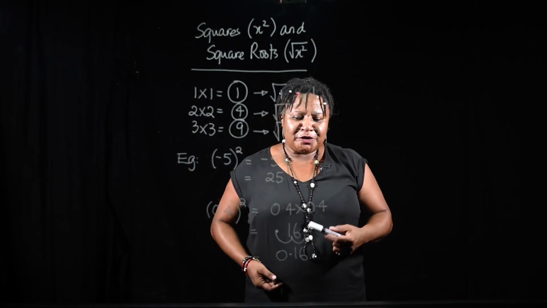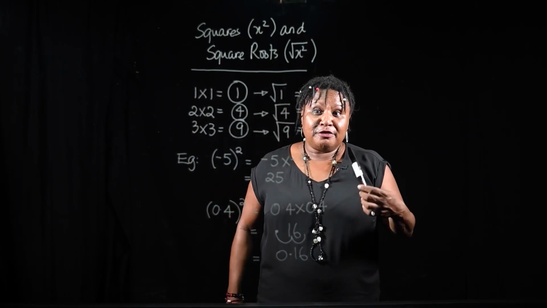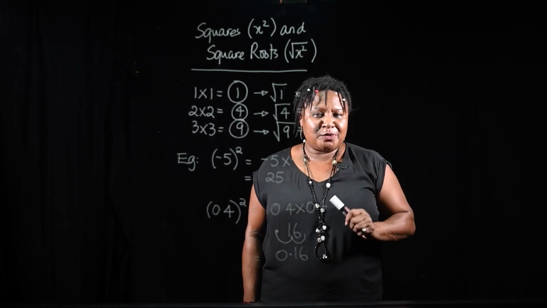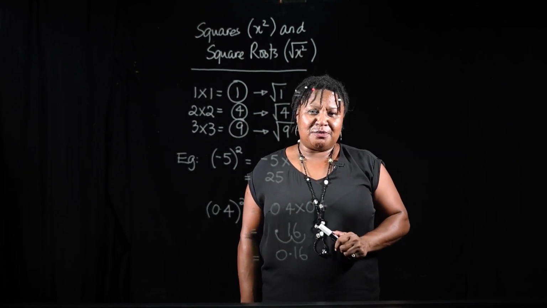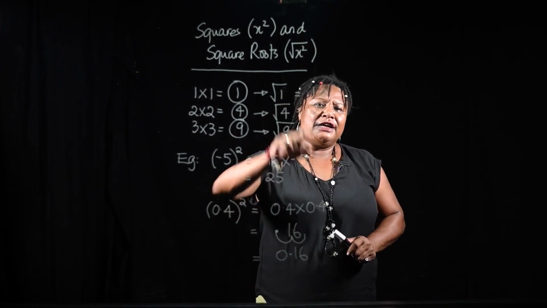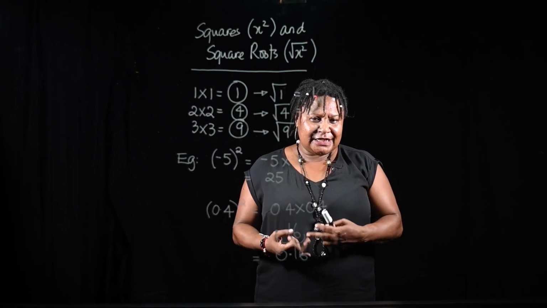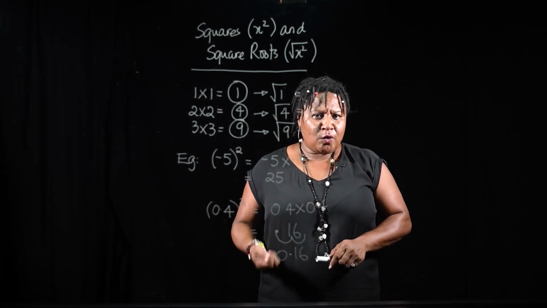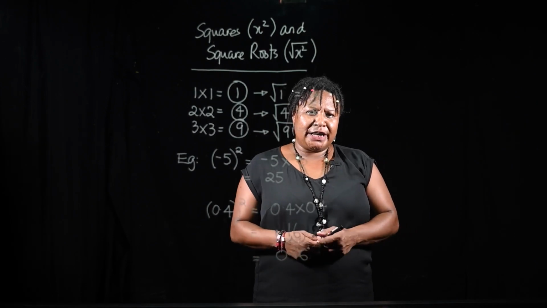So what we're going to do now, have you thought about how you would take the square root of a number that is not a square number? Okay, we've looked at square numbers like 9, 4, 1. Other square numbers like 36 and 49, it is easy to find a square root. But what if the number is not a square number?